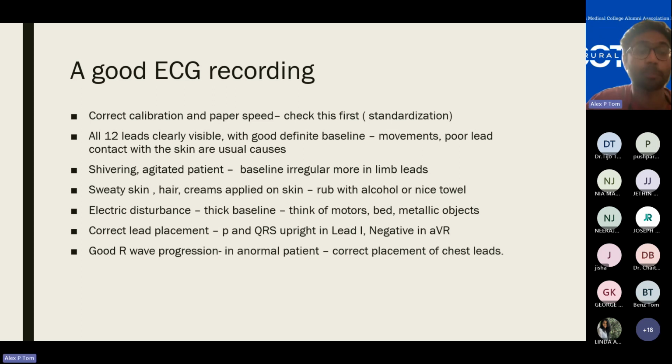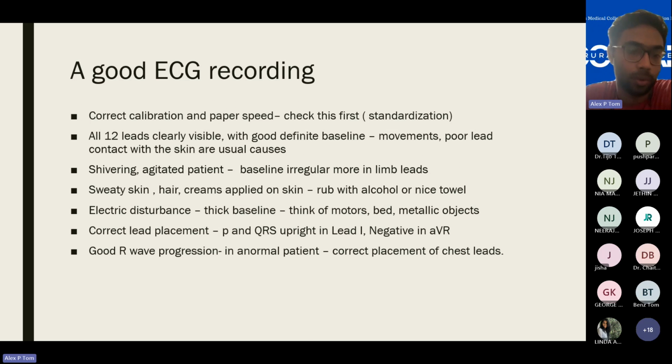Make sure the leads are placed correctly. Many times you get limb lead reversals and things like that. When I say the leads won't be attached properly, the left limb lead would be attached to the right limb lead or things like that. When such things happen, you will have a completely abnormal recording.